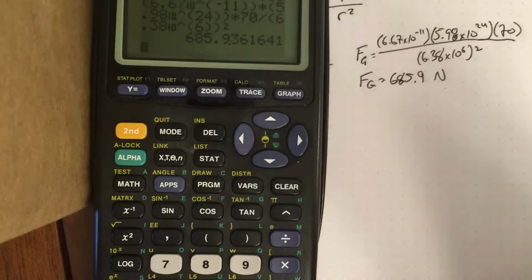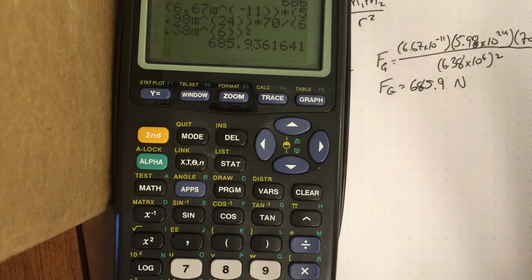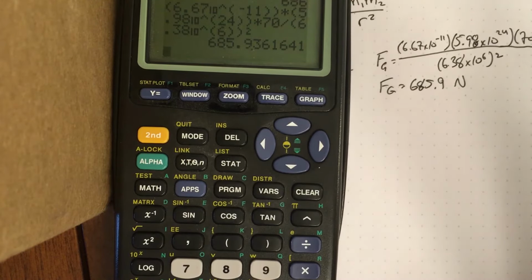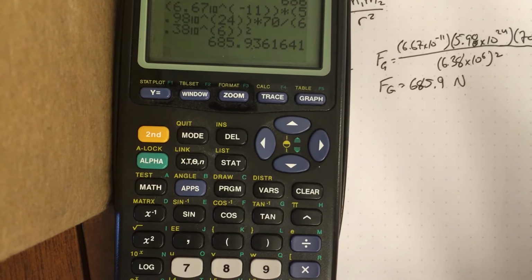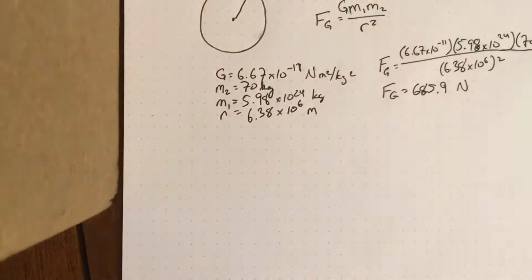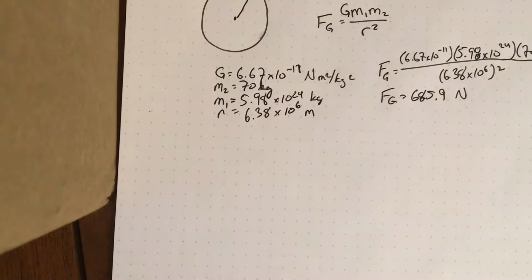So if you're good with that, you can go ahead and stop this right now and go on to the Check for Understanding quiz. All it is is one of these problems, making sure you know how to use your calculator. If you would like another example, just stay tuned. I'll give you another example here.